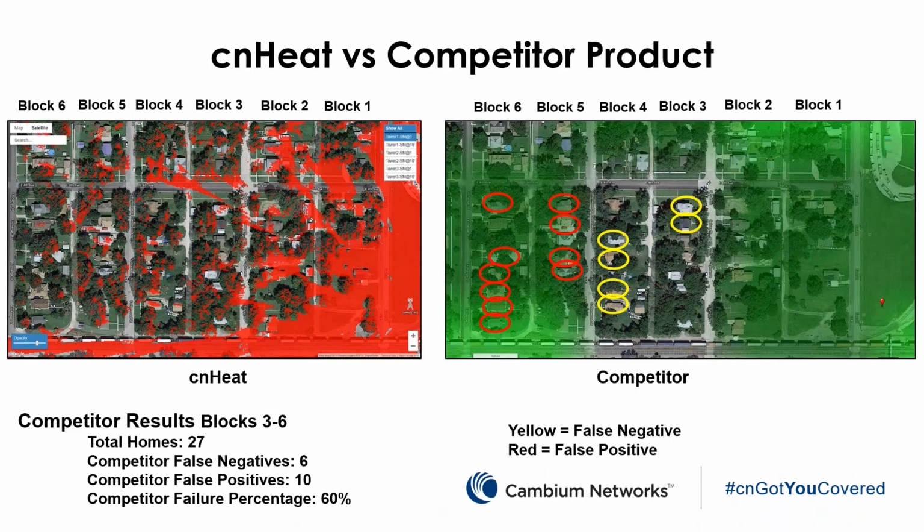Okay. So if we show cnHeat compared to a competitive product, you can see cnHeat is very accurate, like in the demonstration I showed of where there's coverage exactly on a house. If we compare that same area, which I showed you earlier, to a competitive product, the areas in yellow are false negatives, telling you that you don't have coverage when actually you do, and then the areas in red are false positives. And so cnHeat has a high predictability, whereas the competitive products don't because of the lower resolution data. So out of 27 homes here, 16 of them are wrong, or over half of them are wrong.